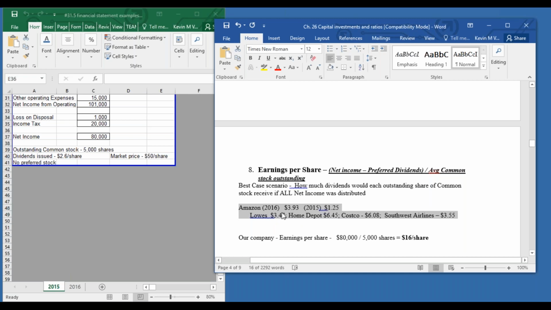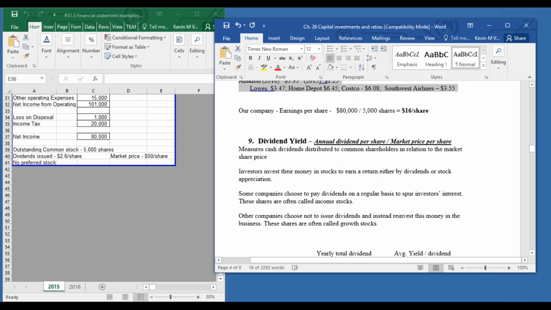So on a per share basis here, they went way up for 2016. Who knows why? Maybe they bought back some stock. Maybe they had a much higher net income. We don't know by not doing any other digging in. But this year's was pretty comparable to Lowe's, Southwest. The other two companies were a little bit higher. Not nearly as good as mine, though.